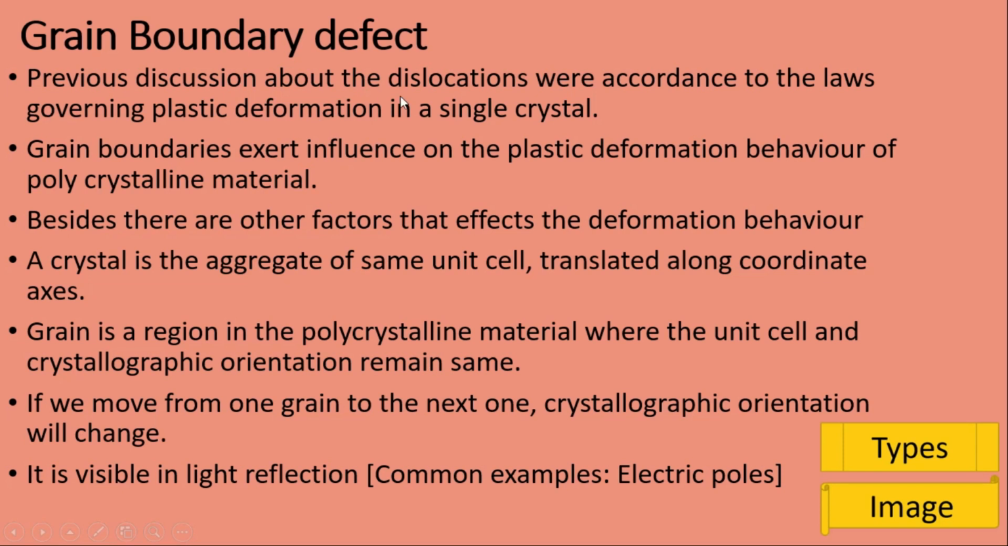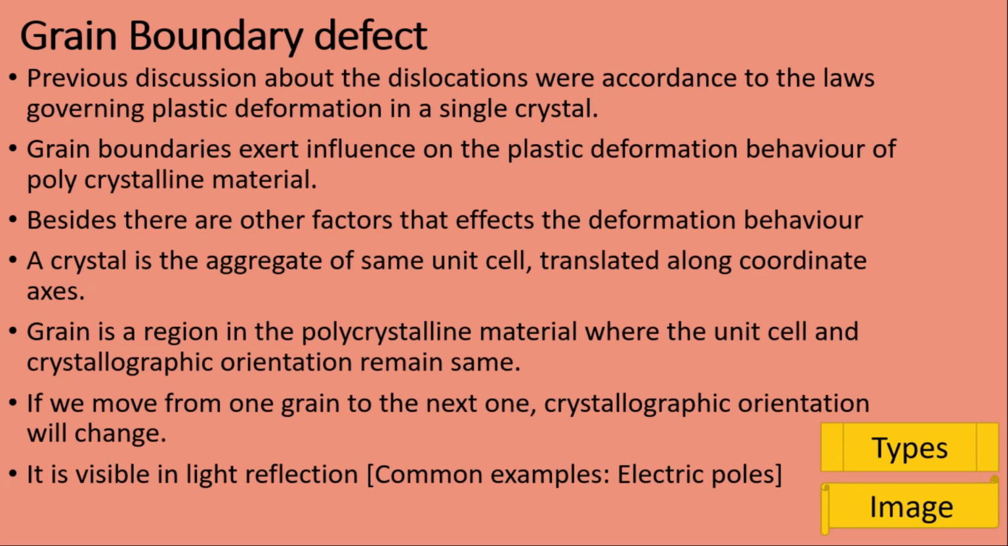In the previous discussion we have been discussing several defects in this chapter, like the point defect or even the dislocation. They were about the perfect crystal or the single crystal, you can say. But in reality almost all of the materials are polycrystalline, except if we make something in a controlled environment for specific purposes. So grain boundaries have a great influence on the plastic deformation behavior of a polycrystalline material.